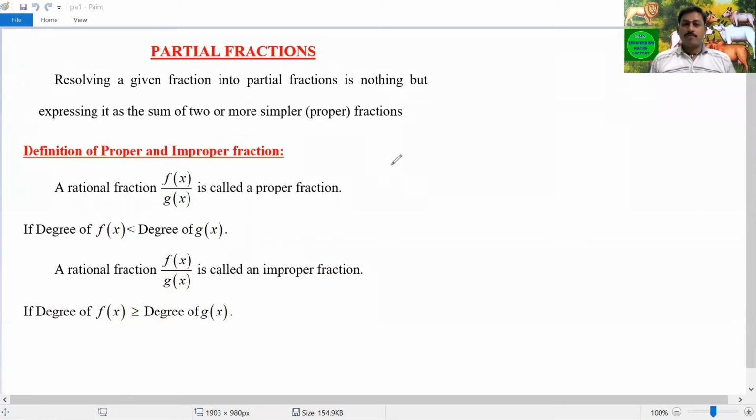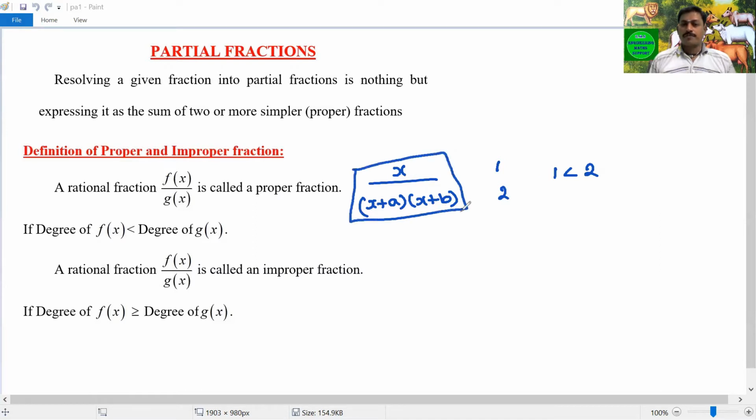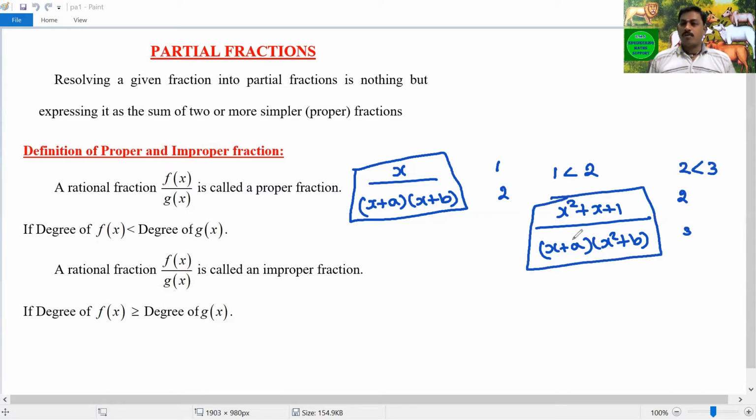Example for proper fraction. Suppose you have a fraction like this. If you observe, the numerator degree is 1 and the denominator degree is 2. The degree of f of x is less than the degree of g of x, so we call this fraction a proper fraction. If you observe this fraction, the numerator degree is 2 and the denominator degree is 3. So the degree of f of x is less than g of x, so we call this fraction a proper fraction.